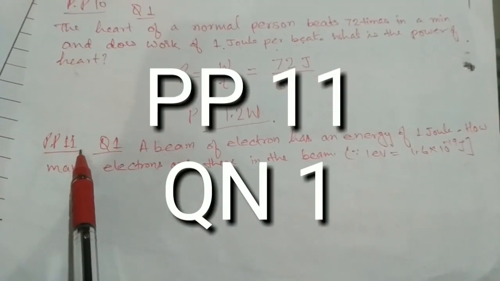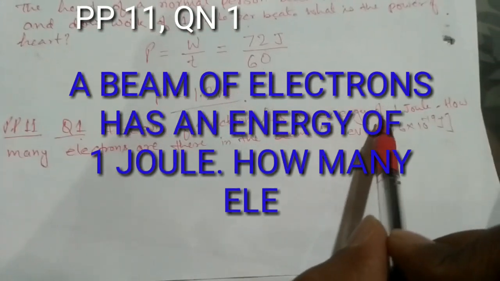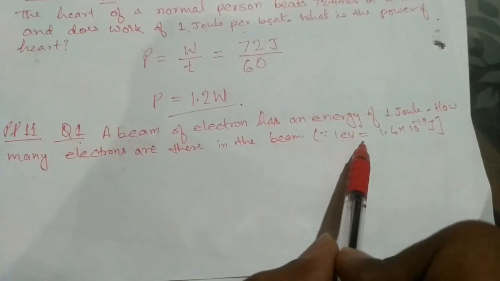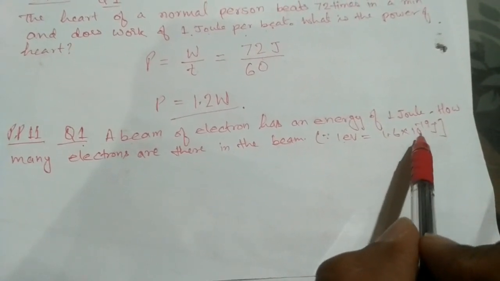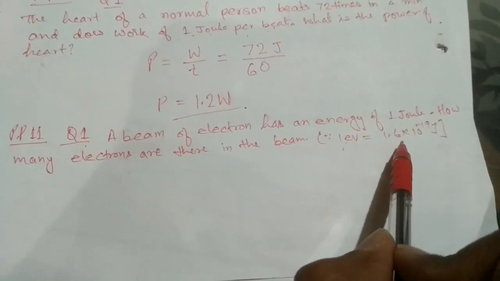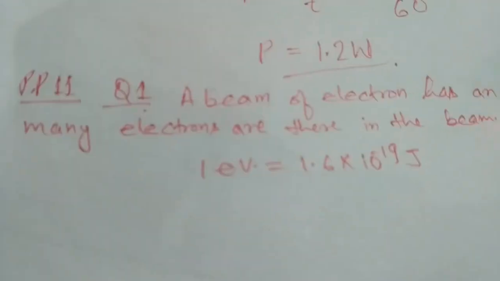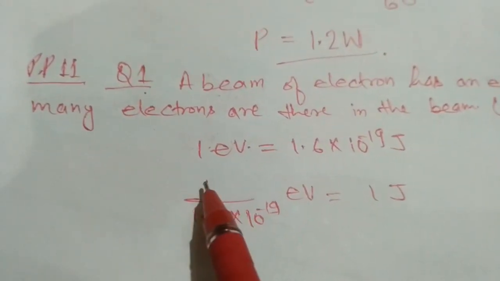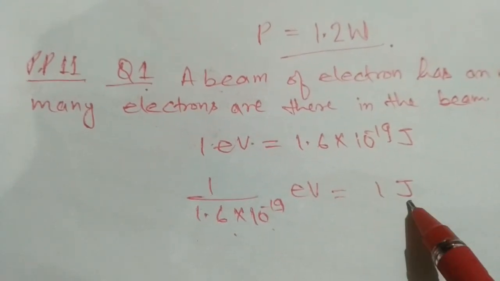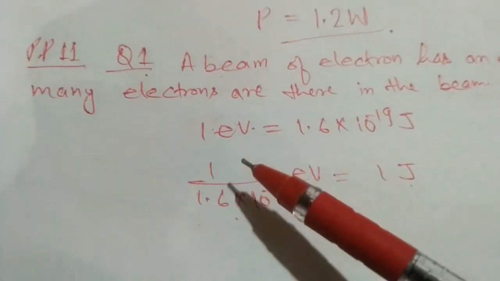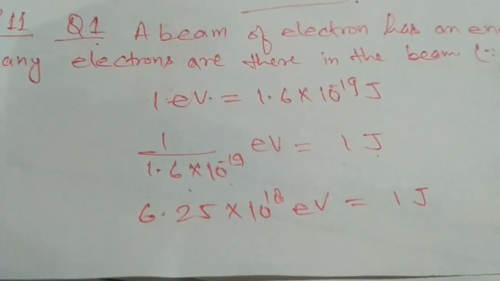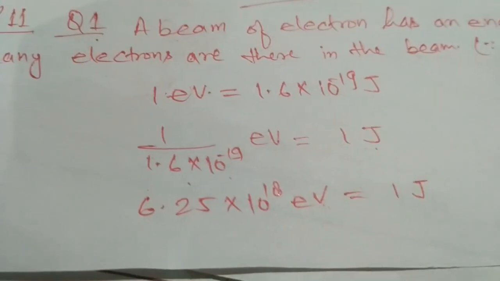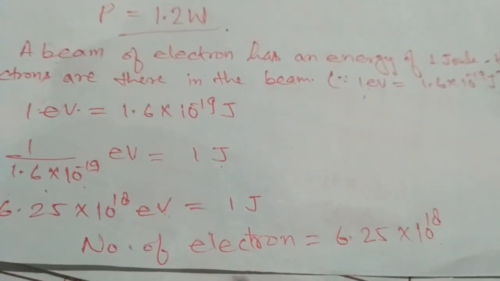Our next question is from PP11, practice problem 11, question 1. A beam of electrons has an energy of 1 joule. How many electrons are there in the beam? Given that 1 electron volt is equal to 1.6 into 10 to the power minus 19 joule. Taking this to the other side, 1 upon 1.6 into 10 to the power minus 19 electron volt is equal to 1 joule. On reciprocating it, 6.25 into 10 to the power 18 electrons make 1 joule. So 1 joule has 6.25 into 10 to the power 18 electrons. The number of electrons is this.